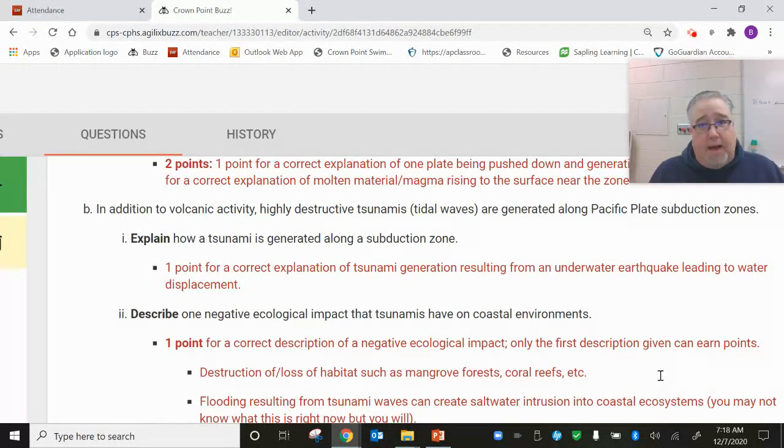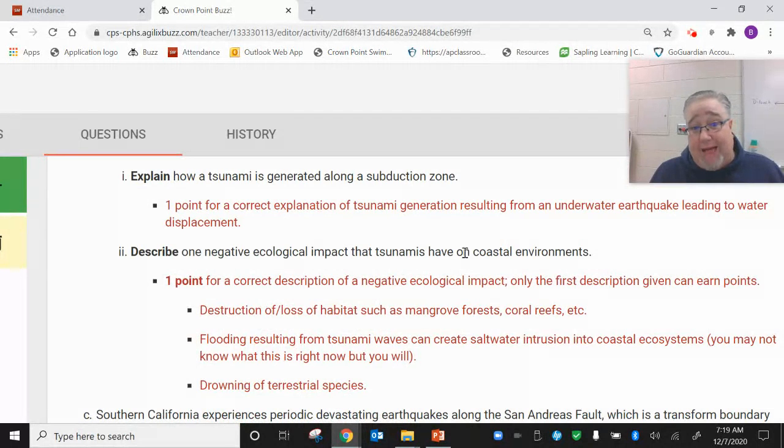All right, question B. In addition to volcanic activity, highly destructive tsunamis are generated along Pacific Plate subduction zones. Explain how a tsunami is generated along a subduction zone. Anytime we have subduction, it's a really slow process, but sometimes it goes faster. It'll slip, and when that happens, you get an earthquake. If you get an underwater earthquake, think about what's above those plates. It's water. So if it slips really fast, it causes that water to push, some type of water displacement, and that's what causes the tsunami. So saying that there's an underwater earthquake, and mentioning that it forces the water upwards or forces water displacement, would be something to refer to as well.